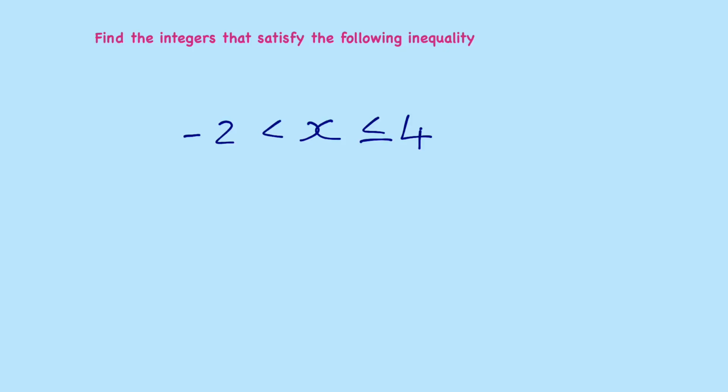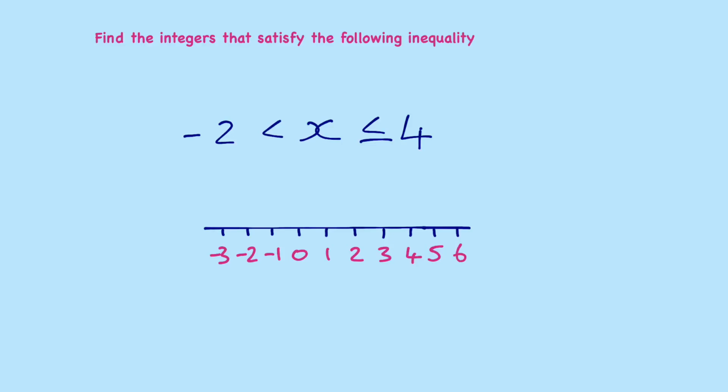Now, if I have to find the integers that satisfy this inequality, it's slightly different because I've got 2 boundaries, minus 2 and 4, and the x value is in between that. So first thing is I have my number line. Then I want the minus 2 to be the lower boundary and the 4 to be the upper boundary. Then the minus 2 is not included, so that will be an open circle. And the 4 is included because it's x is less than or equal to 4, so then we shade in this circle. And this is our solution.